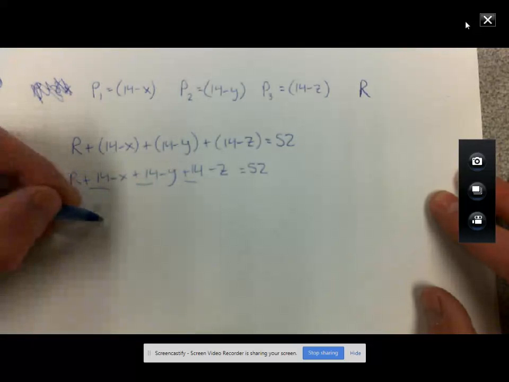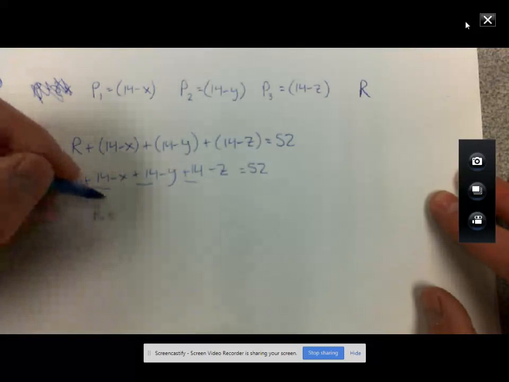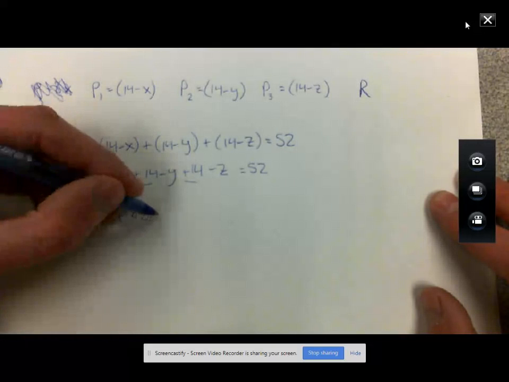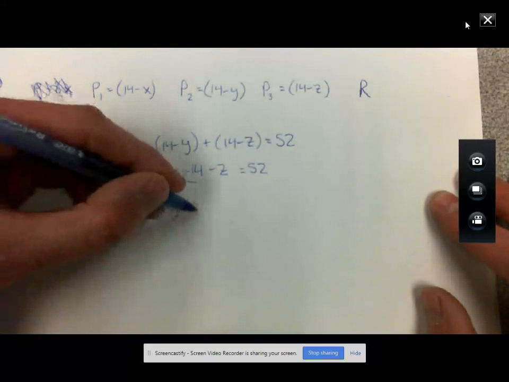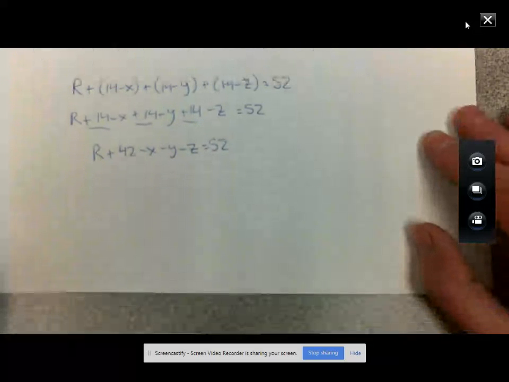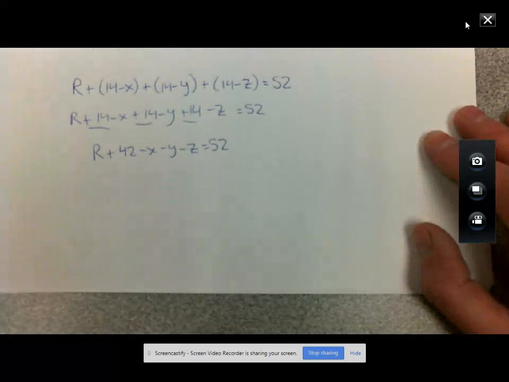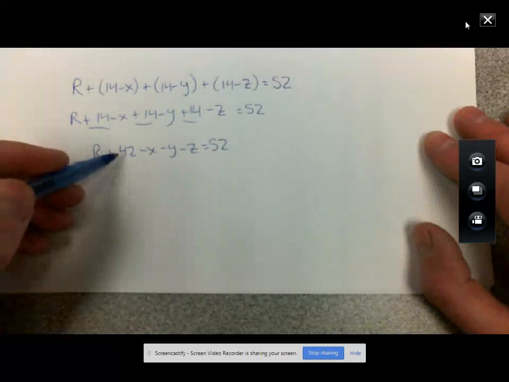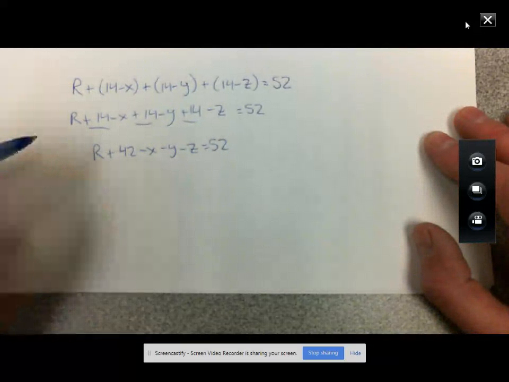So that gives me the remaining plus, what would that be? 42 minus X minus Y minus Z. That's 52. Hopefully I'm not going too fast here. You're following me. And here, if I subtract 42 from both sides, actually, I take that back.